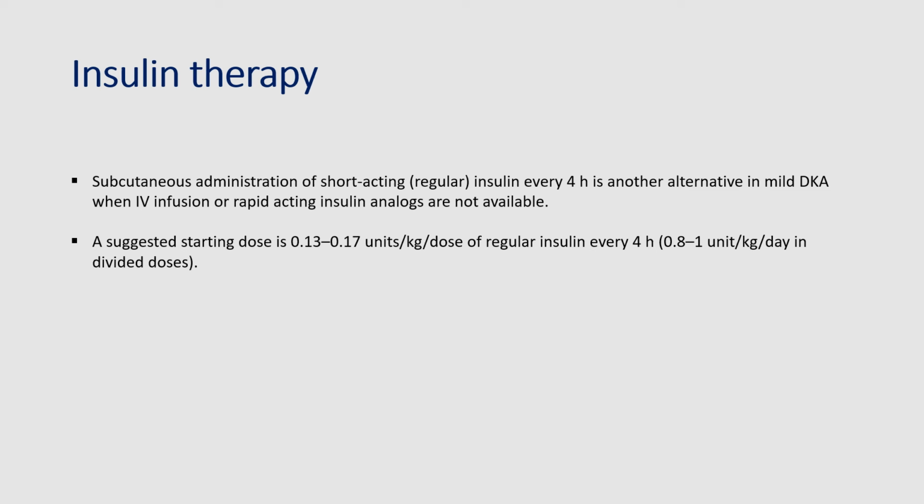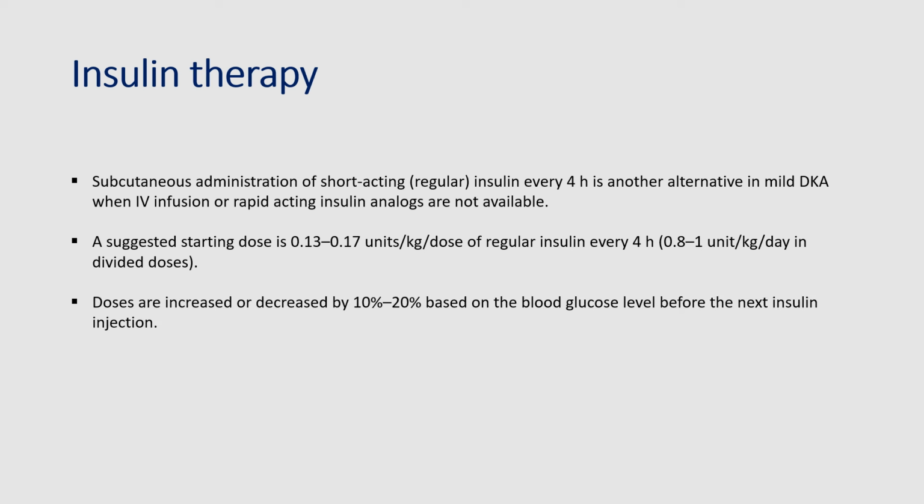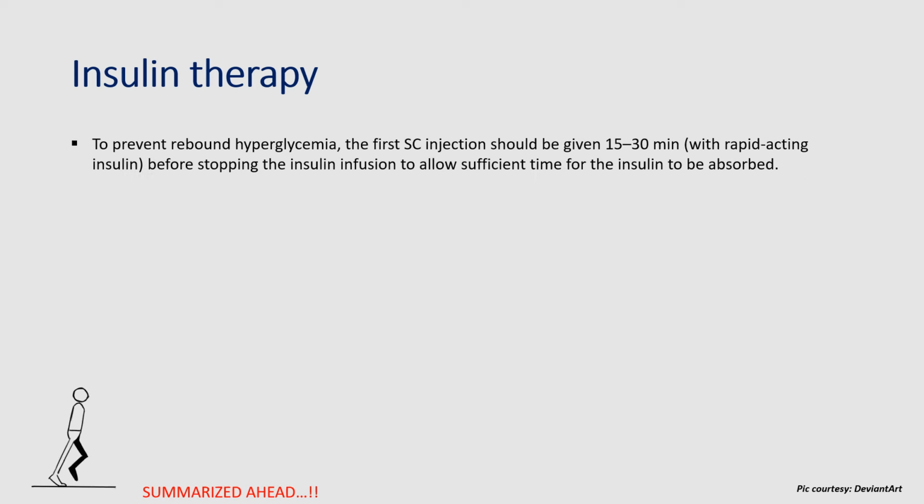A suggested starting dose will be 0.13 to 0.17 units per kg per dose of regular insulin given every 4 hours. Doses are increased or decreased by 10 to 20% based on the blood glucose level before the next insulin injection after 4 hours, and dosing frequency can be increased to every 2 to 3 hours if acidosis is not improving properly. To prevent rebound hyperglycemia, the first subcutaneous injection of rapid-acting insulin should be given 15 to 30 minutes before stopping the insulin infusion to allow sufficient time for the insulin to be absorbed.